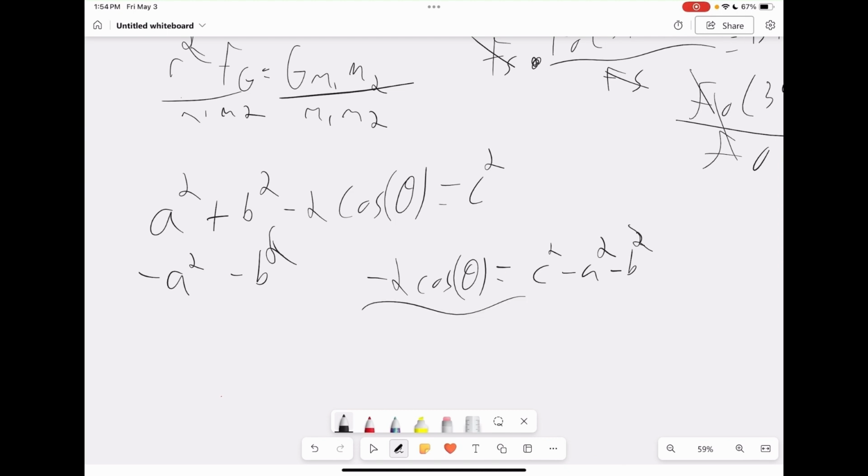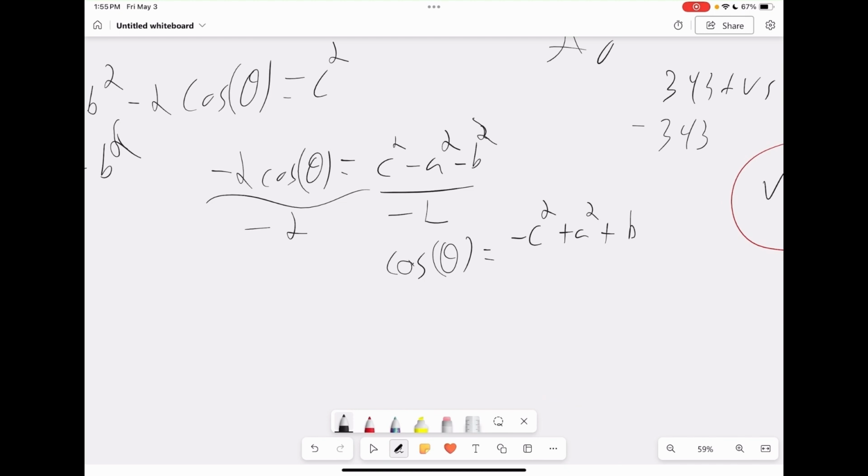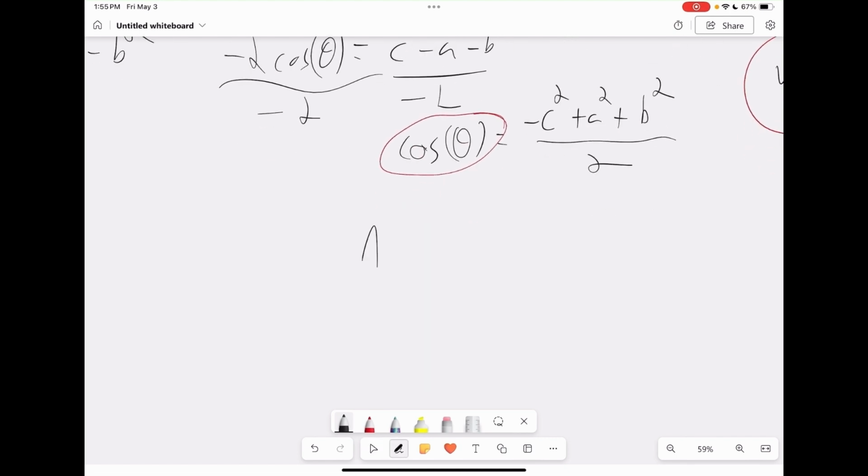I want to get the cosine theta by itself, so divide this by minus 2. So I can write cosine of theta equals negative c squared plus a squared plus b squared over 2. I use this minus to get rid of the minus up top. To solve for theta, we have to solve for the cosine first. Then once you've got it in this format, you have to use the inverse version of that trig function. So we're going to do arc cosine, which is the same as saying cosine to the negative first power. You've probably also heard this called inverse cosine.